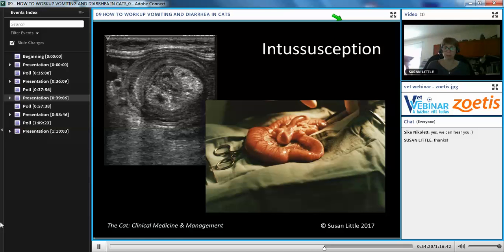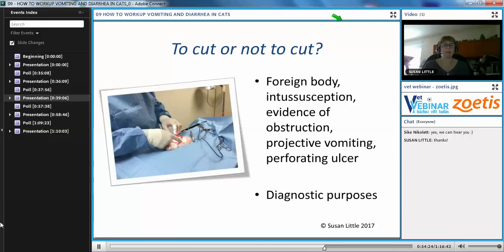So sometimes it does give you a specific diagnosis, but if nothing else, it might help you know the next step. So some of these patients will need to go to surgery, the foreign bodies, the intussusceptions, any evidence of obstruction, if they have projectile vomiting, if we have evidence of a perforating ulcer. And then sometimes it's just for diagnostic purposes. So it might be through endoscopy or it might be through laparotomy, but we'll need a biopsy for diagnostic purposes. So sometimes that's where we need to end up.